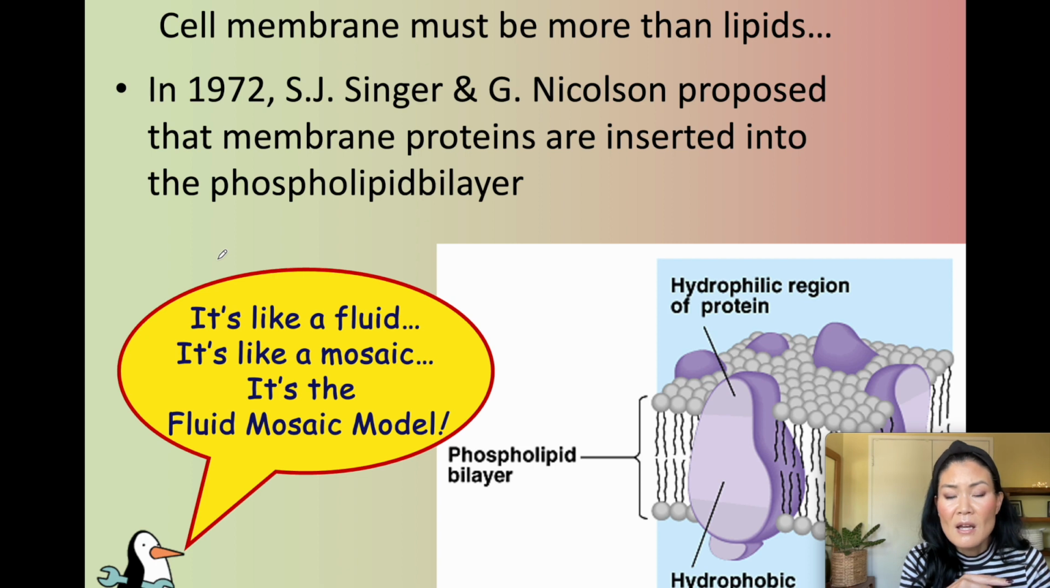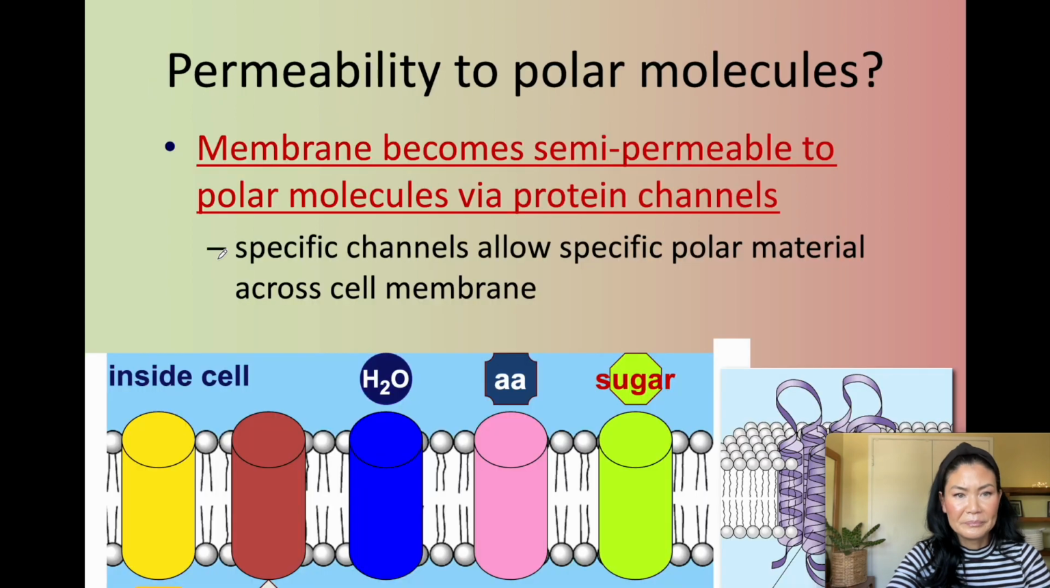Fluid because the molecules, like the phospholipids and the proteins, can move laterally, not up and down. But also mosaic because the membrane is not just made up of one thing, but it's like a pizza, okay? It's made up of proteins and phospholipids and cholesterol, and we're going to be talking about glycolipids and glycoproteins. Okay, you've got some carbohydrates in there as well.